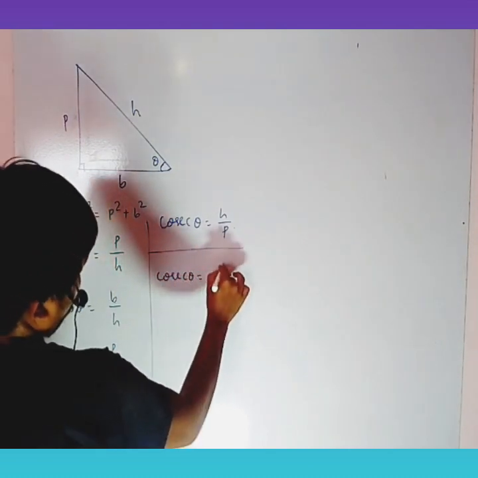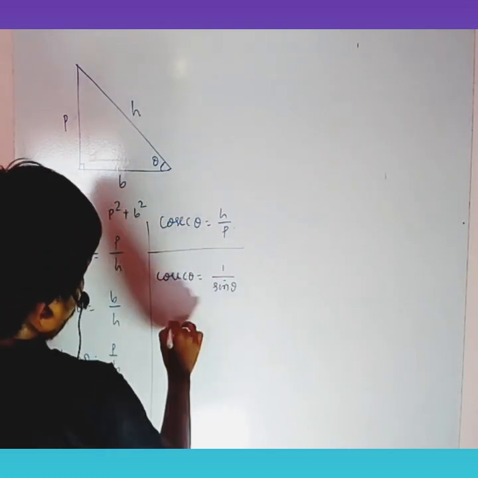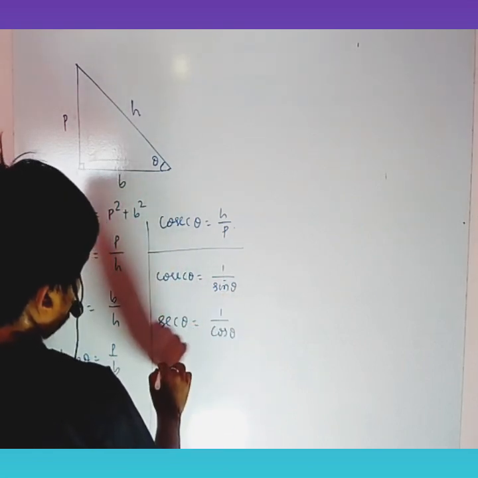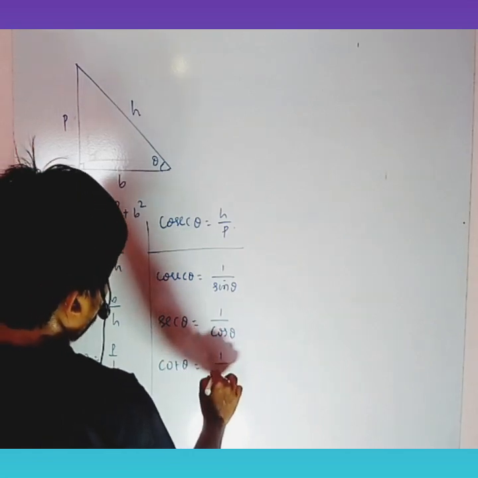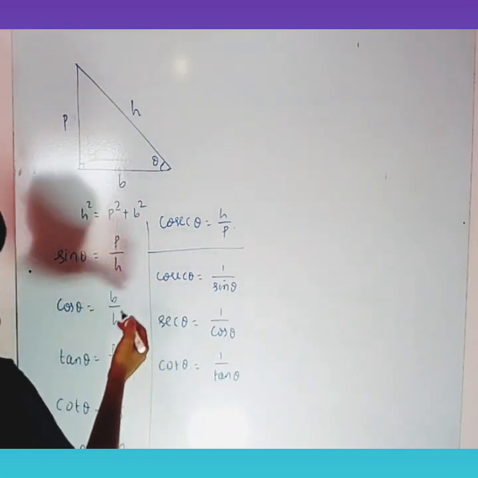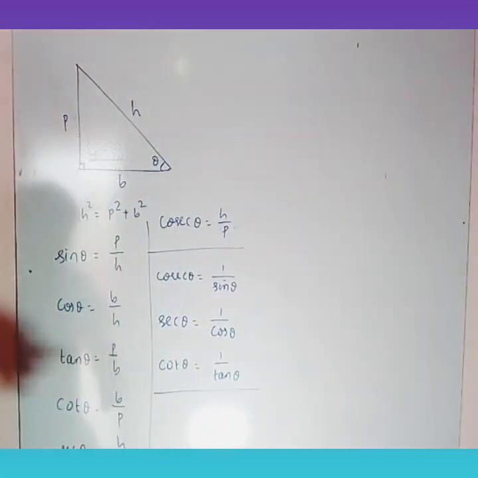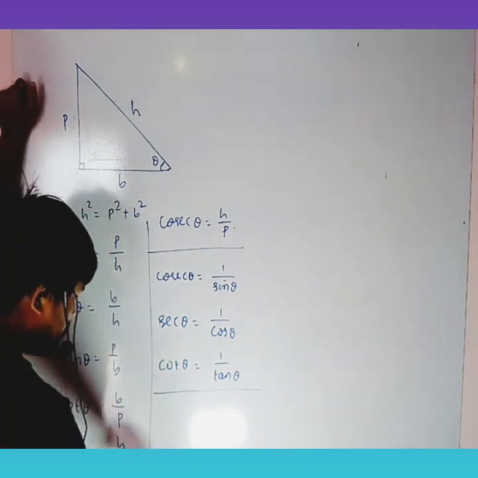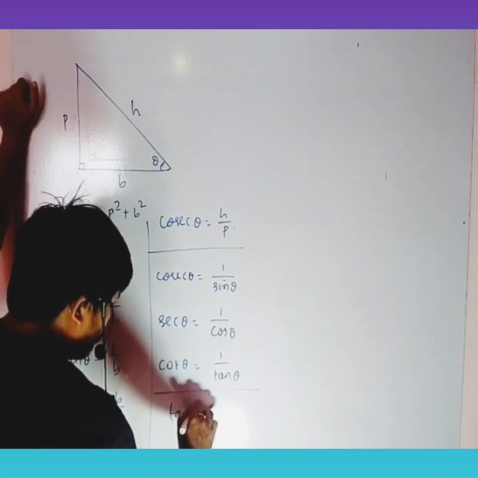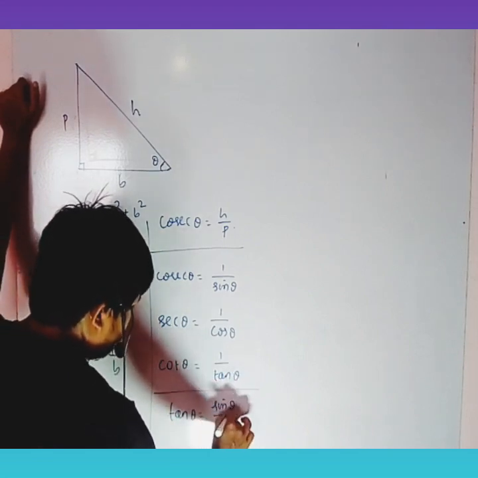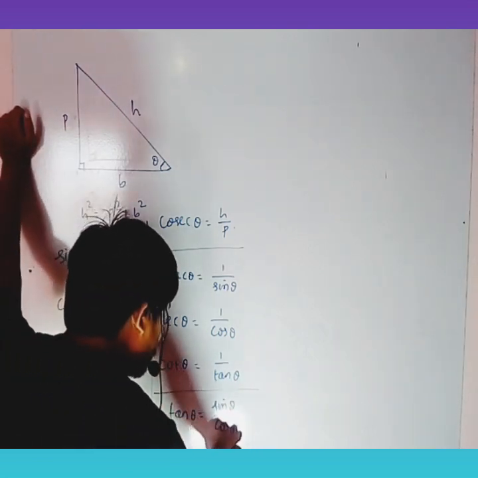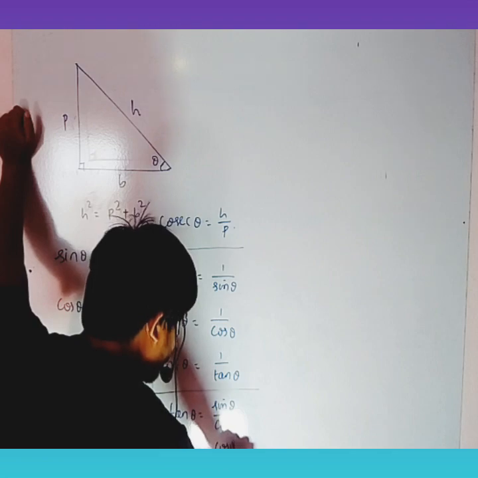cosec theta equal to 1 by sin theta, sec theta equal to 1 by cos theta, cot theta equal to 1 by tan theta. So cosec theta and sin theta are reciprocal to each other, sec theta and cos theta are also reciprocal to each other. Similarly, tan theta and cot theta are also reciprocal to each other. And we define tan theta equal to sin theta by cos theta, cot theta equal to cos theta by sin theta.